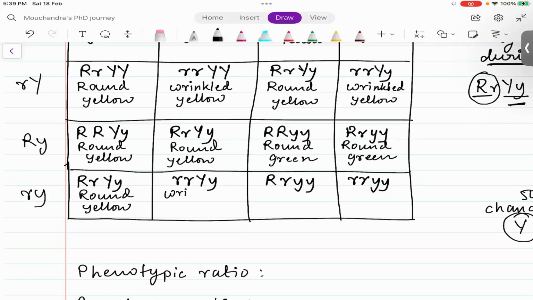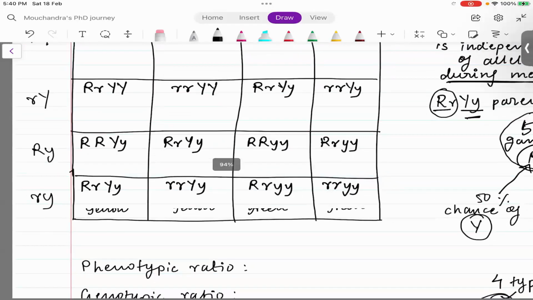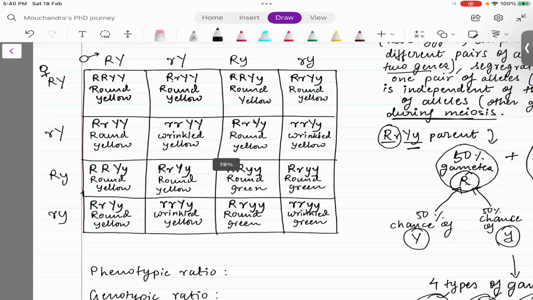Here it will be wrinkled, and yellow. I hope you can understand why it is wrinkled yellow. And here will be round and green, then wrinkled and green. So these are the different types of phenotypes.